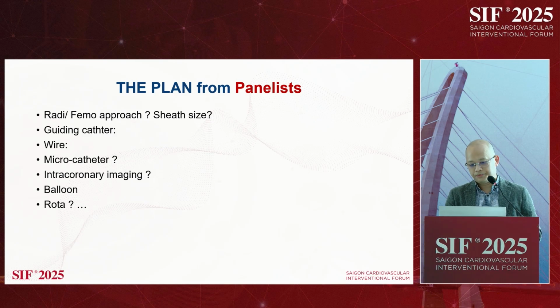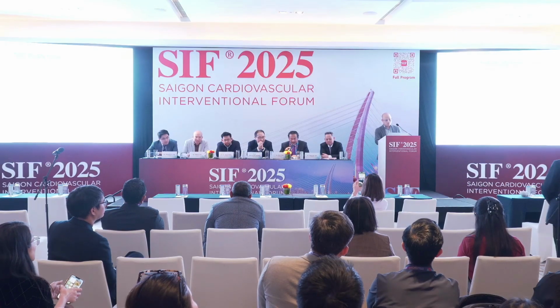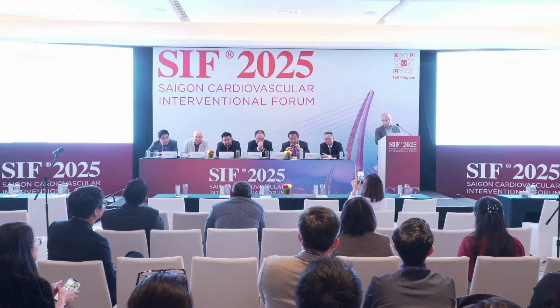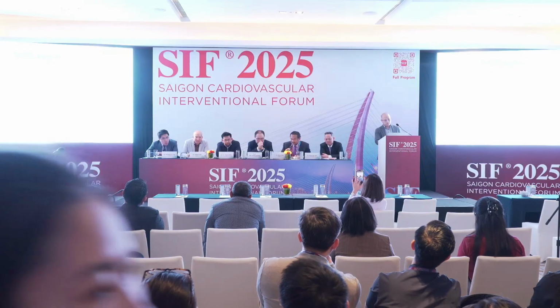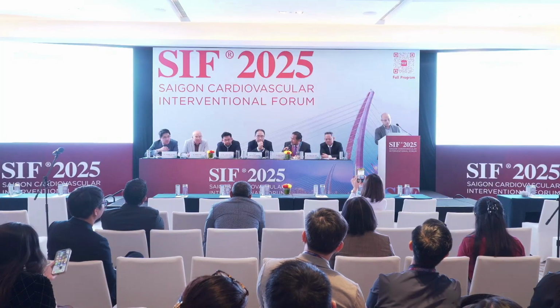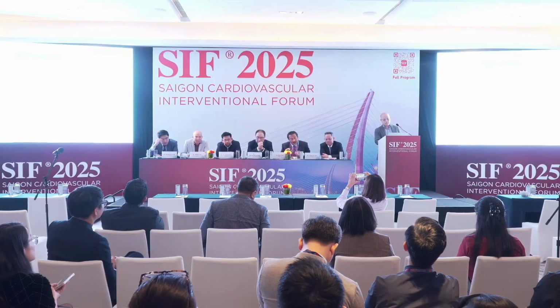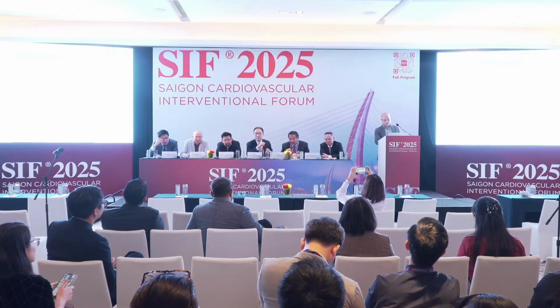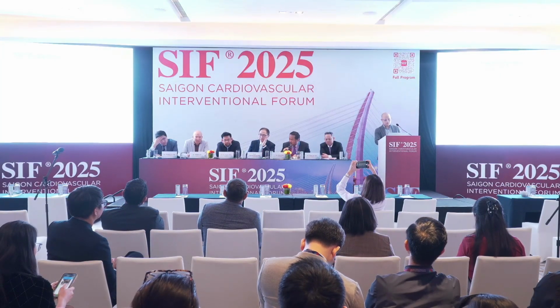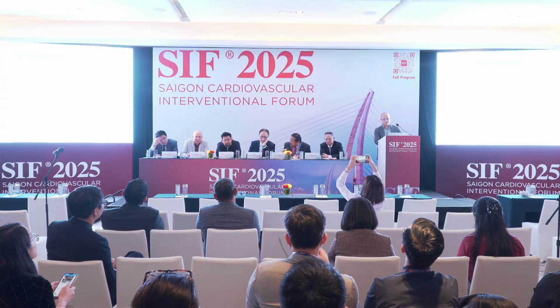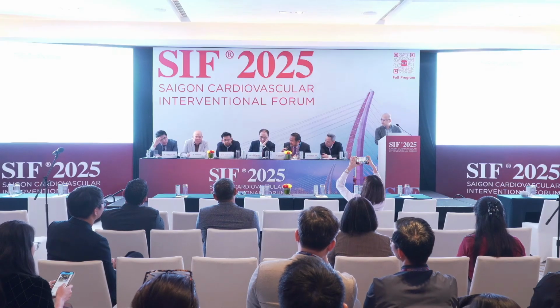Okay, so thank you very much for the introduction of the case. Certainly a very challenging case. But before we go and ask about the plans from the panelists, I just want to find out from the panelists in terms of the calcium modification that we're going to do. It's, as you say, angulated and some aneurysmal dilatation. What would be your choice? So would you think about atherectomy or just balloon first? KK, start from you.